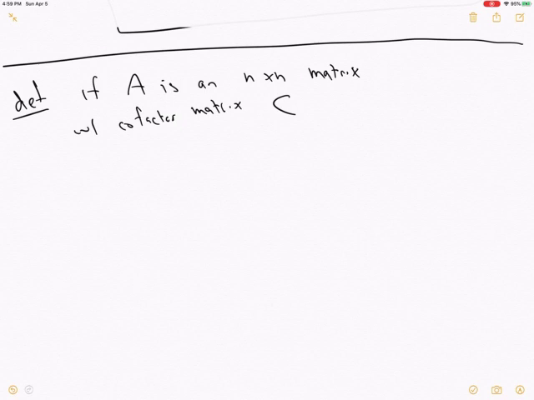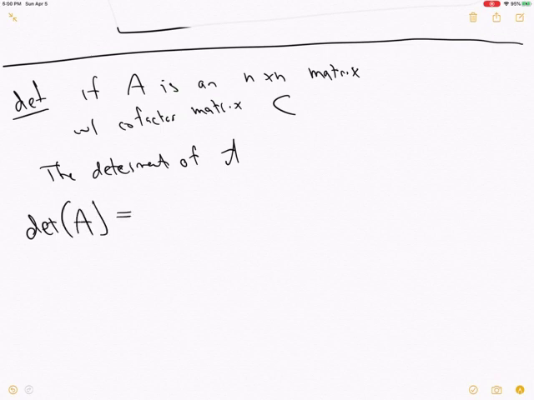Then the determinant of A, written det A, is given by A11 times C11 plus A12 times C12 plus, and you keep doing this until you get to A1n C1n. So you just do this.